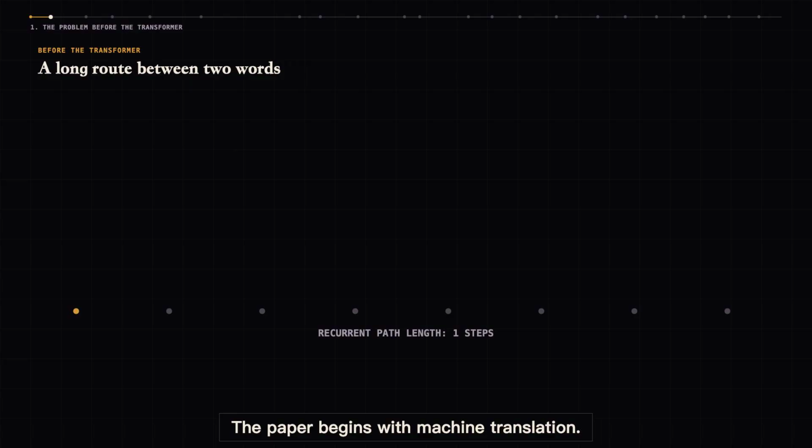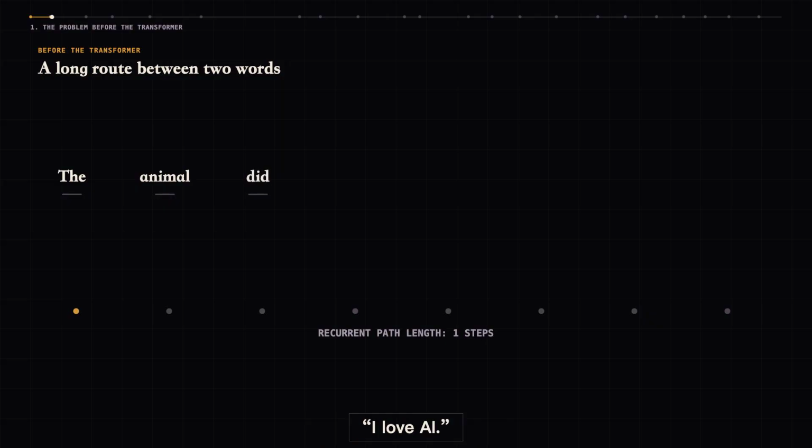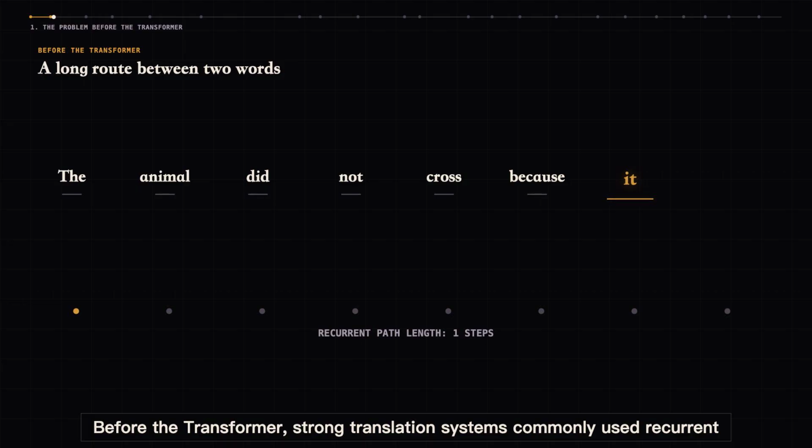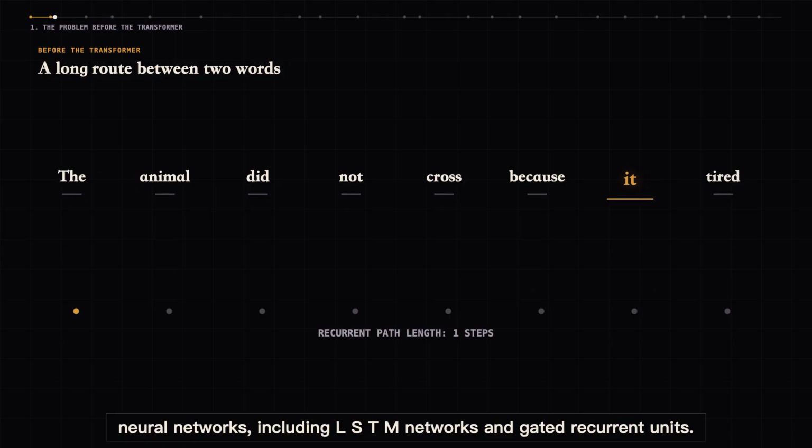The paper begins with machine translation. Suppose the input is, "I love AI." The desired German output is, "Ich liebe KI." Before the transformer, strong translation systems commonly used recurrent neural networks, including LSTM networks and gated recurrent units.